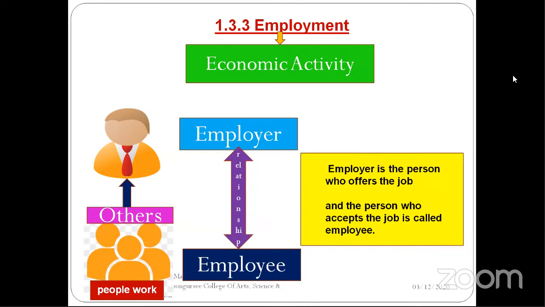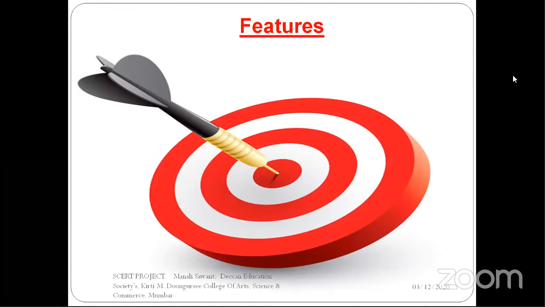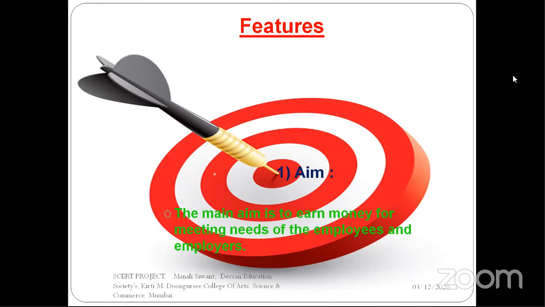So employment is an economic activity. Now, what are the features of employment? The first feature of employment is its aim. We saw in profession also the aim. The aim is the same in all the economic activities. The main aim is to earn money for meeting the needs of the employee and employer. Now you may have a question in mind: the need of the employee is correct because he is doing the work with the employer and he will get the salary or wages. Because of that salary and wages, he is able to meet his need.